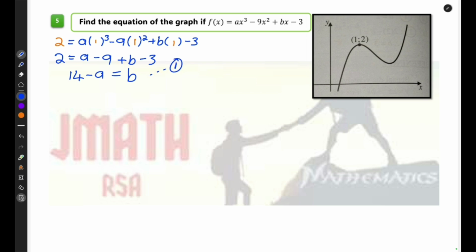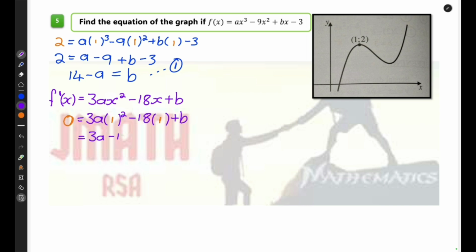and that would be equation 1. Now I need to find another equation, and in this case, 1 and 2 is actually the coordinates of my turning point. So therefore, I can get the derivative of f. Let me do that first. So the derivative would be equal to 3ax squared minus 18x plus b. Now, very important. Remember when we sketched graphs, to get a turning point, I make the derivative equal to 0, and that gives me the x value. So I'm not going to sub the 2 in. I'm actually going to make it equal to 0. And then I can make all the x's a 1. And now I can get b alone again, and that would be equation 2.